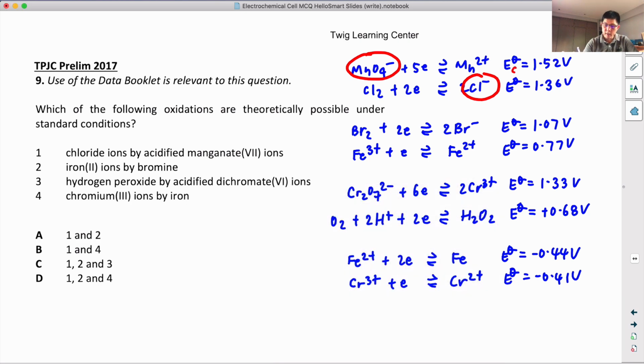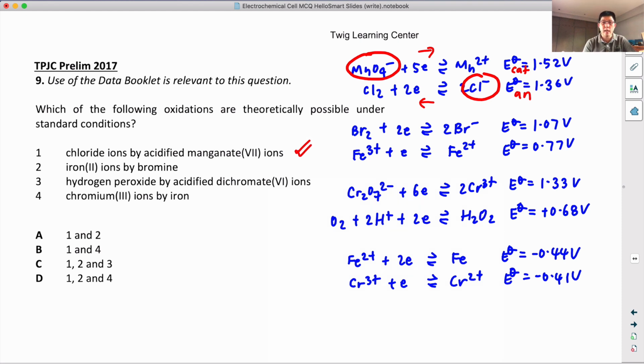This is your cathode and this is your anode, right? This one must be reduced, and this must be oxidized. And I always pick them on opposite sides. So E cell for this one will be positive. Cathode minus anode will be a positive value. So I'm going to put a tick here. Okay, let's look at the next one.